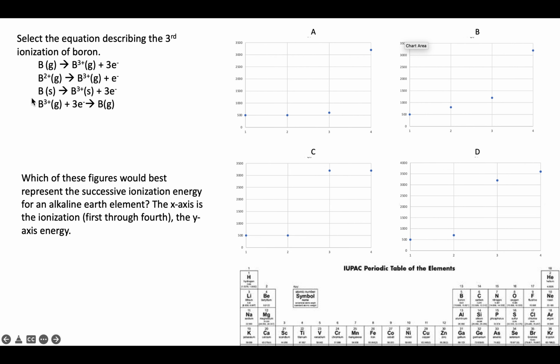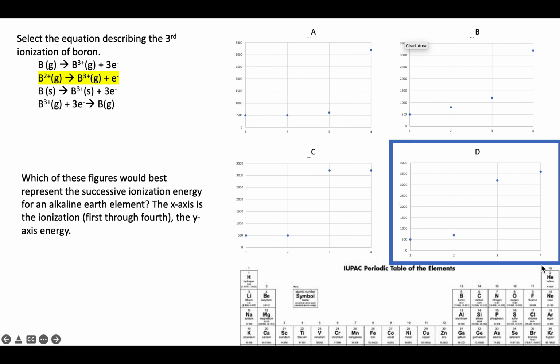A couple different questions. Select the third ionization energy of boron. So I'm looking for removing the third electron to make it boron 3 plus, and I'm making sure they're in the gaseous state. In terms of successive ionization energy for an alkaline earth, I think I could remove 1 electron. It would take more energy to remove the second, but to remove the third, it's going to be much more difficult. I think that's the best description here.